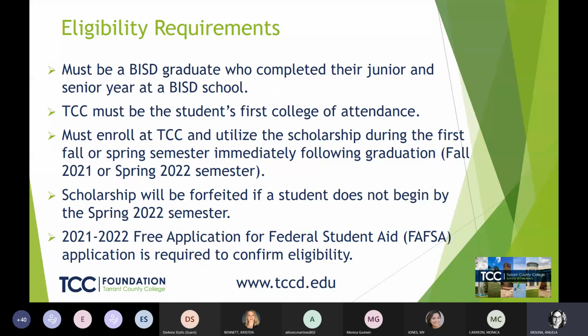And then the way we determine your eligibility is through the FAFSA application. So you'll need to do the 2021-2022 Free Application for Federal Student Aid. The FAFSA application, even if you know that you will not be eligible for federal aid, is our determining piece in order to figure out if you're eligible for the BISD.